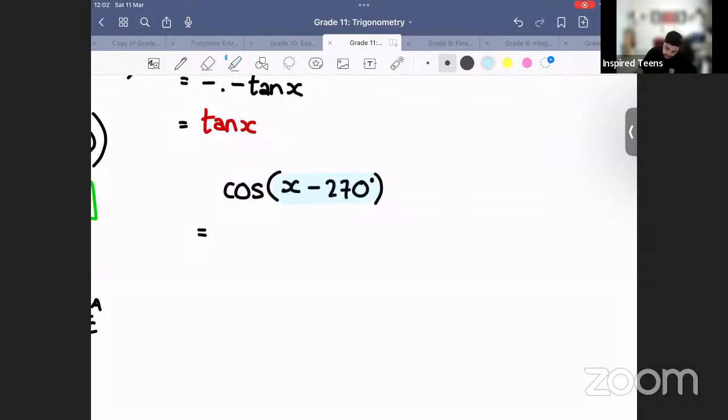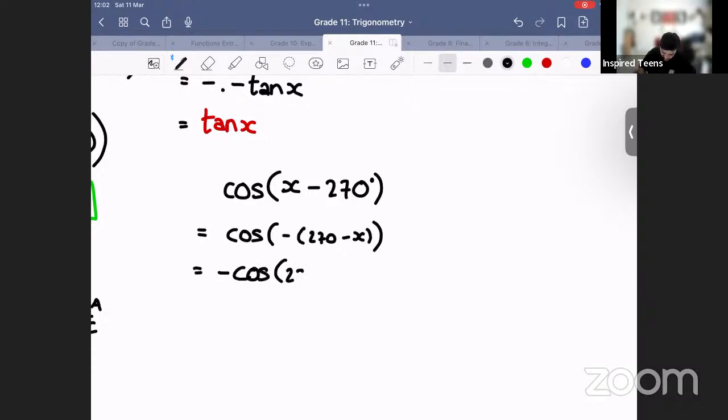Why is it mixed up? Because I have a negative reduction angle. So I have to sort that out first, right? It's like I take a negative bracket, cos, I'm just going to do it this time, cos of negative 270 minus x. Why am I doing it the long way this time? Because this negative does not become negative cos 270. Why? Because cos swallows that negative.